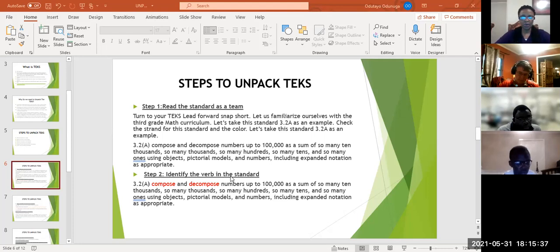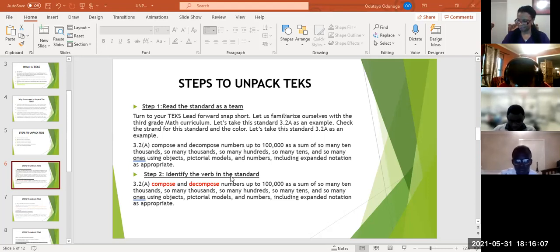So I want each of us to take your third grade Lead Forward snapshot, pick a TEK, and identify the verb in any of the TEKs that you're going to take. Who wants to go first? I'll go first. Okay, thank you.